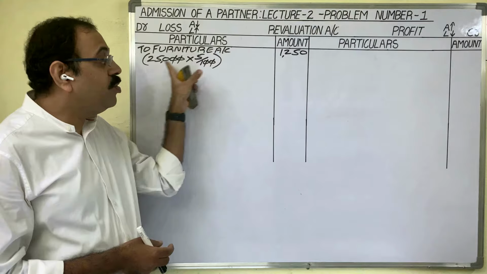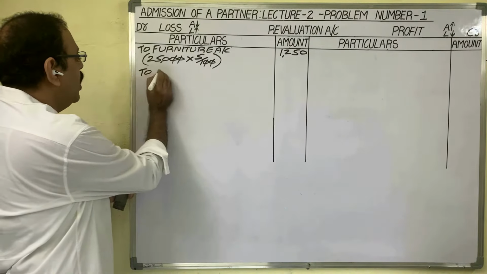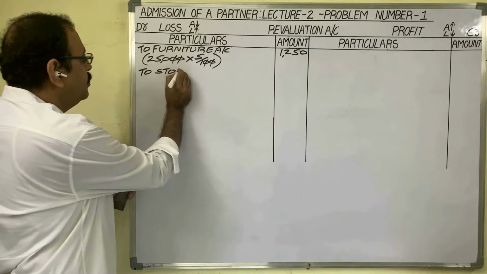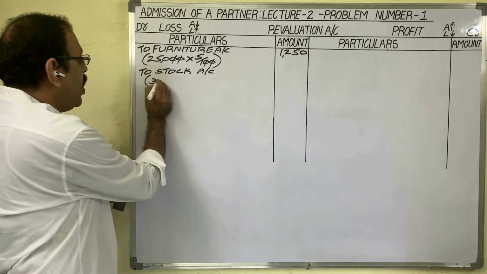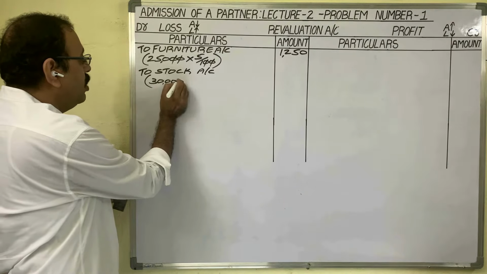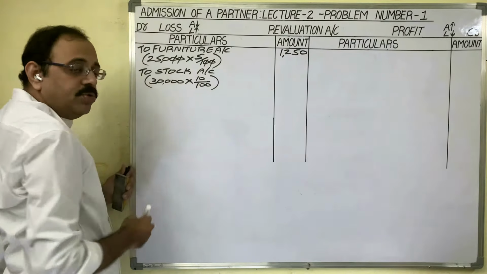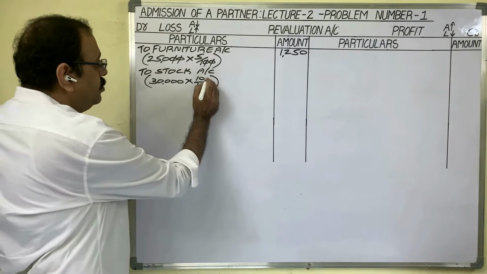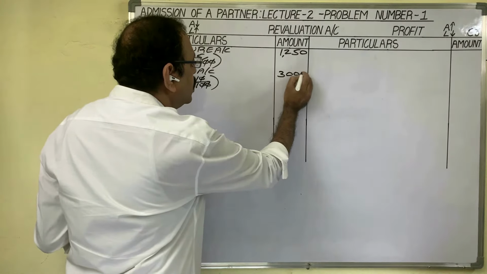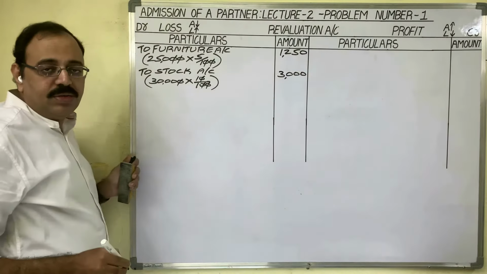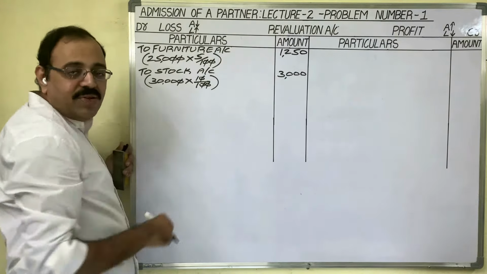Loss should be debited to revaluation account now. Debit side, we should write this amount. To stock. Asset name is stock. Show the calculation in brackets. Stock value 30,000 rupees given in the old balance sheet. And 10% of this 30,000 is reduced. That is a loss. 3,000 is reduced. Asset value is reduced by 3,000. 3,000 is a loss here. That loss we have to show on debit side of revaluation account.